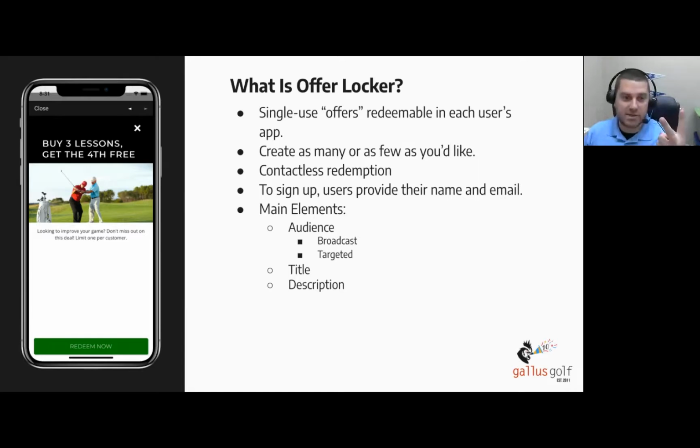The title is basically the name of the offer, like in this example, buy 3 lessons, get the 4th free. The description has all the more details: where and how to redeem it, any disclaimers or anything it's not good for. It's underneath the picture. You have a picture or an image. We have our own stock images, not thousands, but 10 or 20, or you can upload your own. And you put in a date range when that offer is valid.